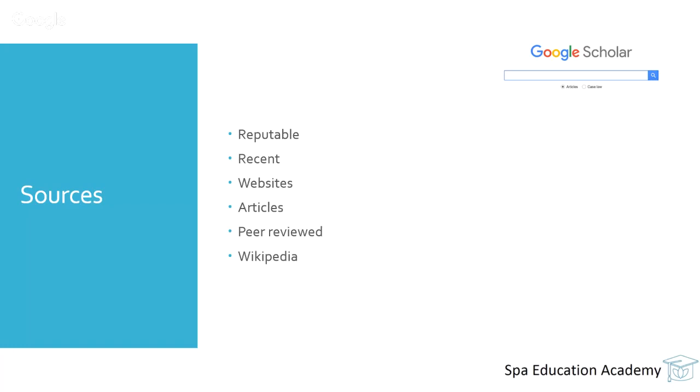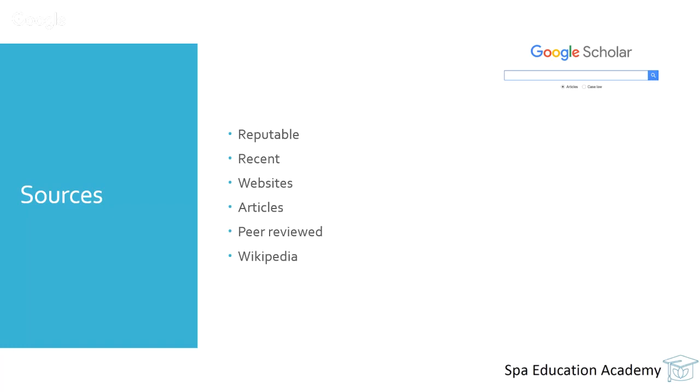In the top right-hand corner, you can see here Google Scholar. I don't know if you've ever heard of it, but if you just type into Google Scholar, it will give you academic journal articles. So anything that is written by an academic, anything that's written by a scholar, anything that's been peer reviewed, any article that has been published in a journal will be in Google Scholar.